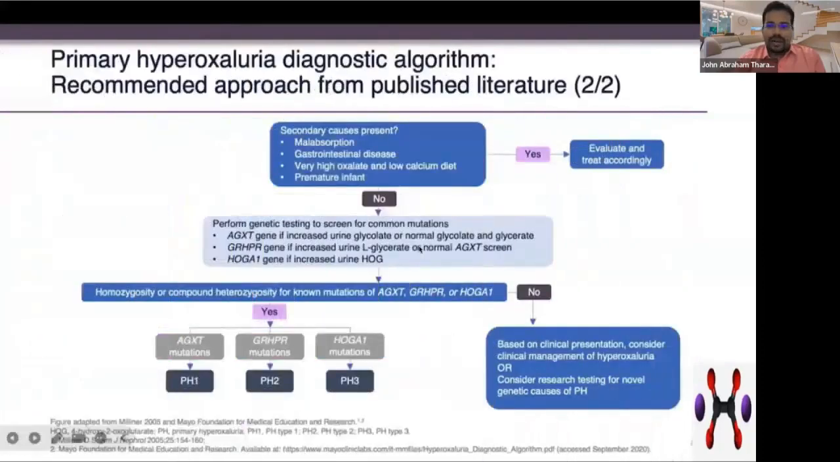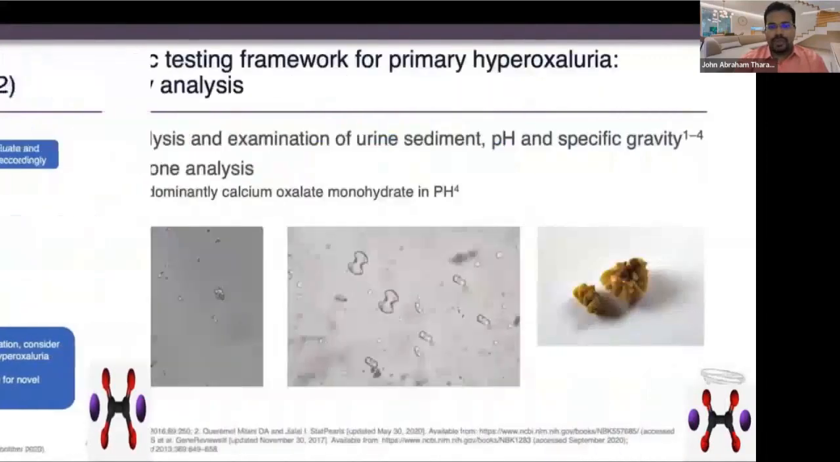If secondary causes are not there, you perform genetic testing to screen for common mutations in the AGXT, GRHPR, or HOGA1 genes, looking for homozygous or compound heterozygous mutations of AGXT, GRHPR, or HOGA1. If it is there, according to the mutation: AGXT, as we have told in the pathophysiology, is PH1, GRHPR is PH2, and HOGA1 is PH3. If it is not present, consider clinical management of hyperoxaluria, or consider research testing for novel genetic causes of primary hyperoxaluria.